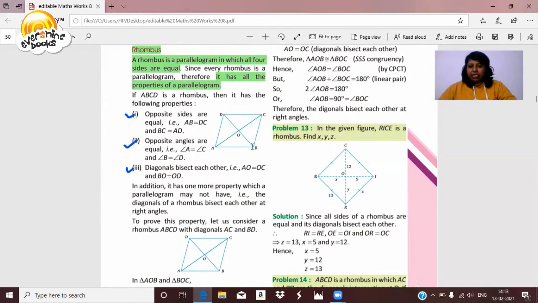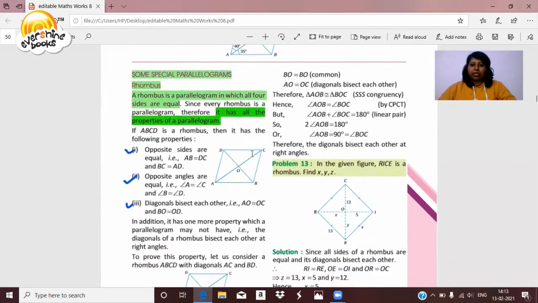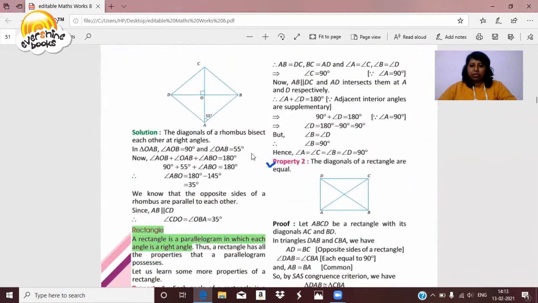This is rhombus ABCD and these are its properties. Again, opposite sides are equal. Opposite angles will also be equal and diagonals will bisect each other. These are the diagonals which are bisecting, cutting each other. In this, AO, where O will be the central point, AO will be equal to OC. BO will be equal to OD. These are the problems based on the rhombus.